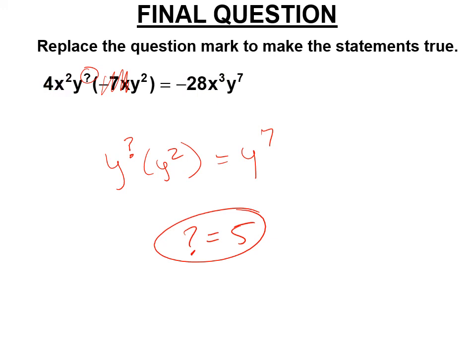Let's just see that. 4 times negative 7 is negative 28. X squared times x to the first is x cubed. So the missing number there, you just have to work backwards: blank plus 2 equals 7. Good luck with the homework.